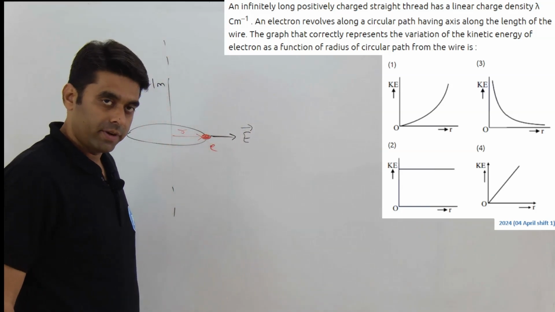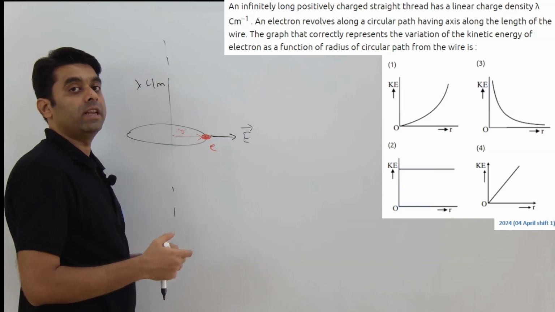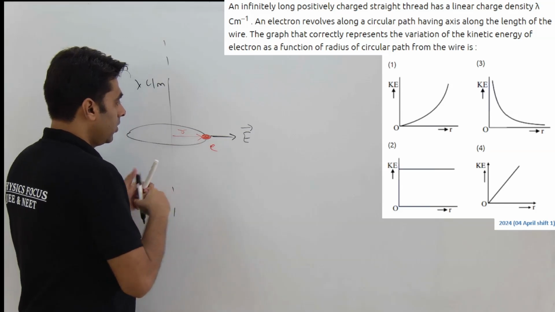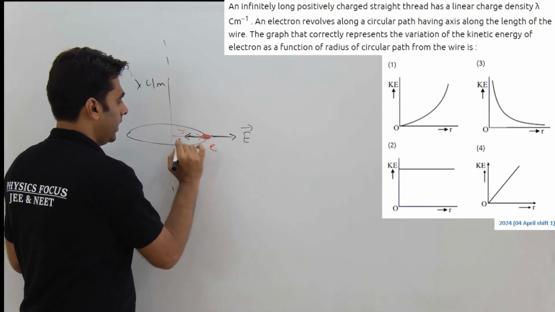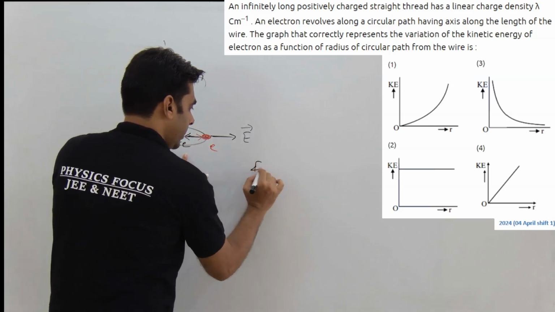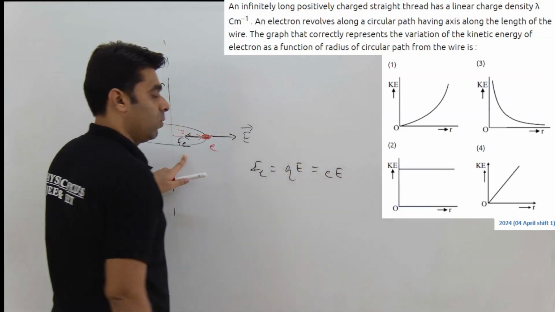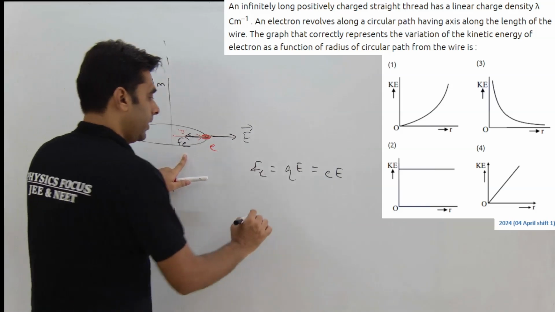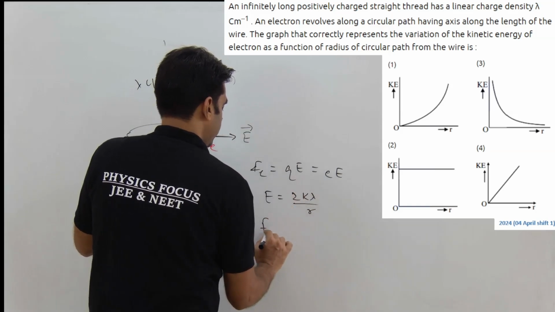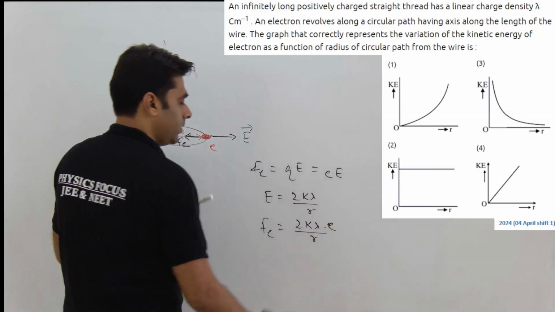Charge density is positive, right? So because of this electric field, the negatively charged electron will experience a force opposite to the electric field, that means radially inward. So over here your electric force is like this. Now how much is this electric force? Electric force is q into E, which is basically e into E. How much is the electric field produced by your long wire? Electric field is 2K lambda by r. So our electric force becomes 2K lambda by r into e.